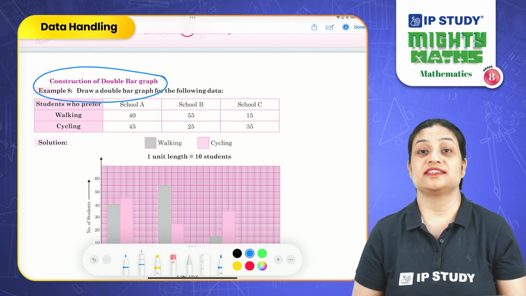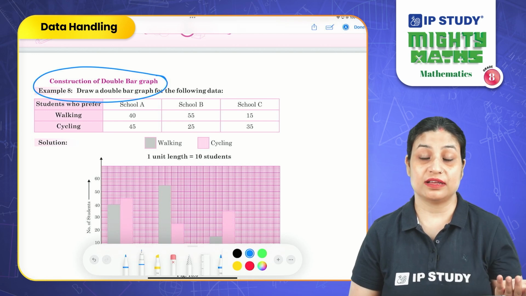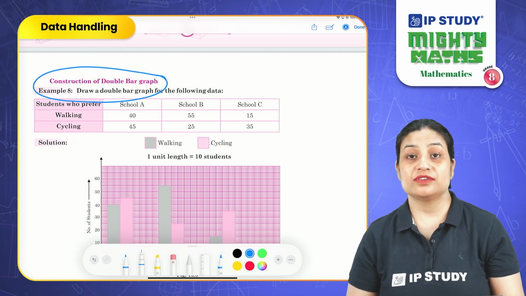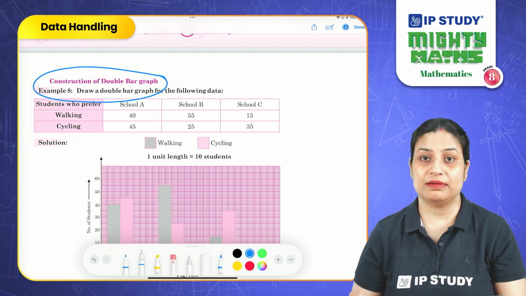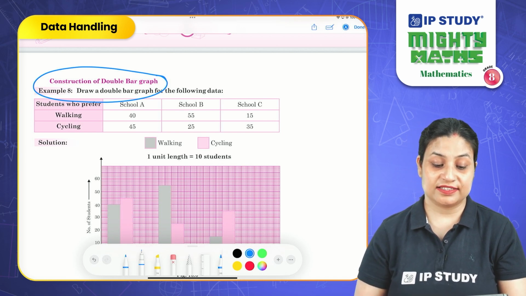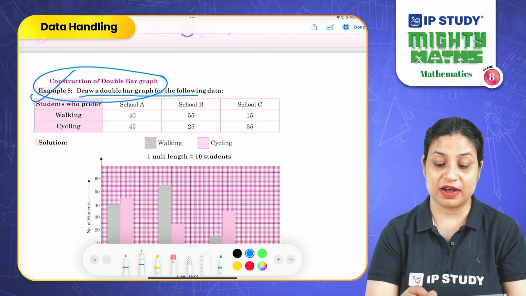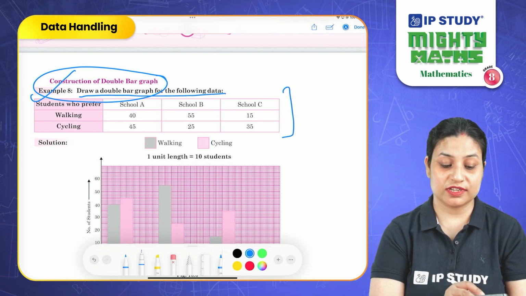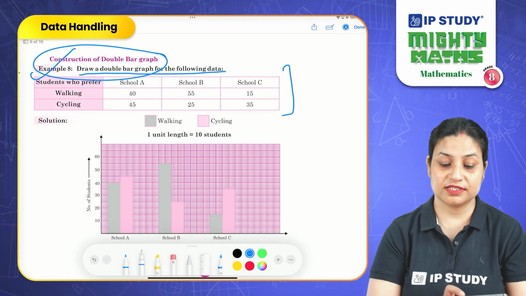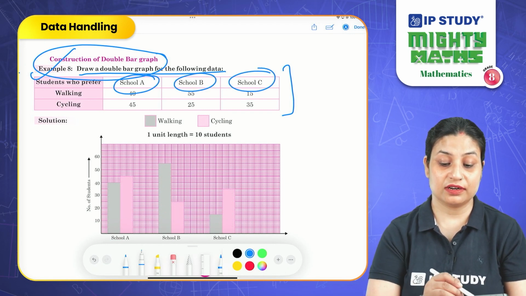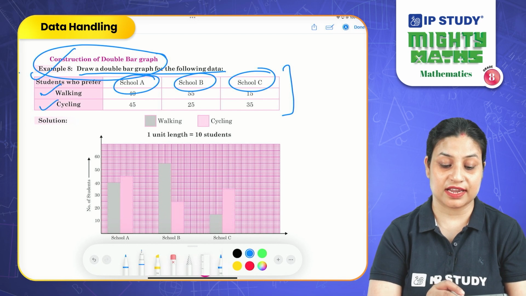We have just discussed how to read a double bar graph, or how to compare two data sets using a double bar graph. Now let's see how to draw a double bar graph. Let's take example number 8. Here we have to draw a double bar graph for the given data. What is the data given? We have 3 schools, school A, school B, school C, and it is given how many students like walking and like cycling.